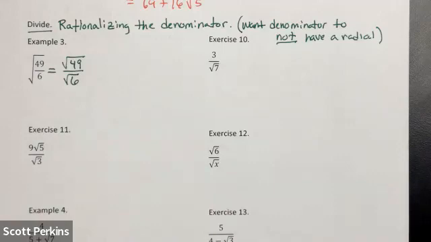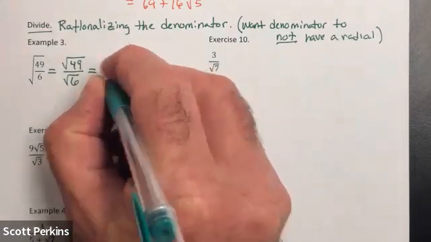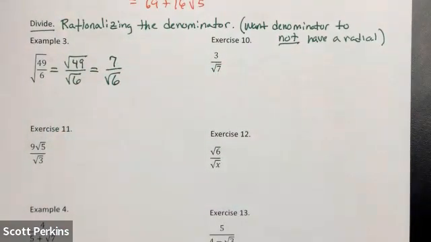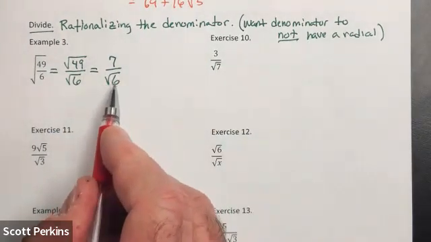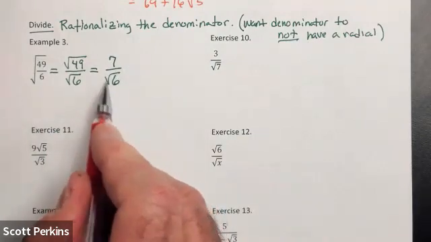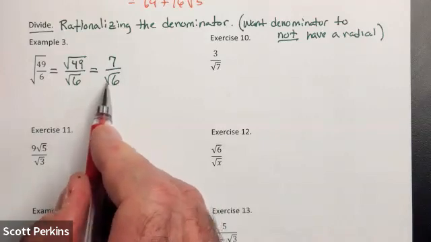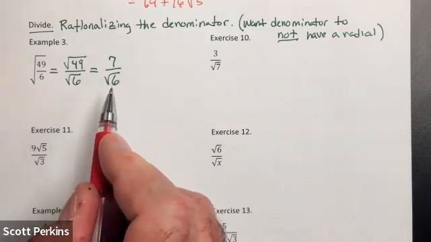Now on this one, before I worry about rationalizing the denominator, I am going to simplify this a little bit. The square root of 49 is 7. Now I'm ready. I'm going to rationalize the denominator. I have a square root of 6 in the denominator. For math reasons that we don't need to get into, math people do not like irrational numbers or square roots in the denominator. So we're going to find a way to rewrite this without a square root in the bottom.